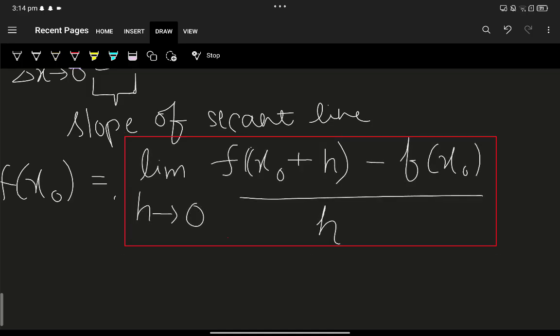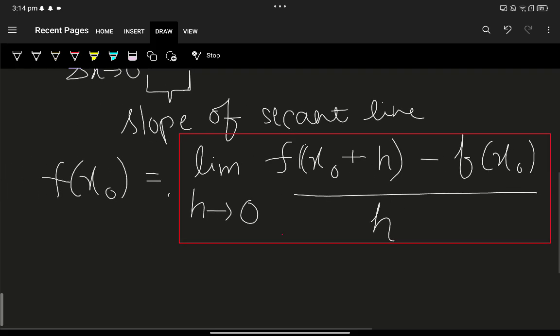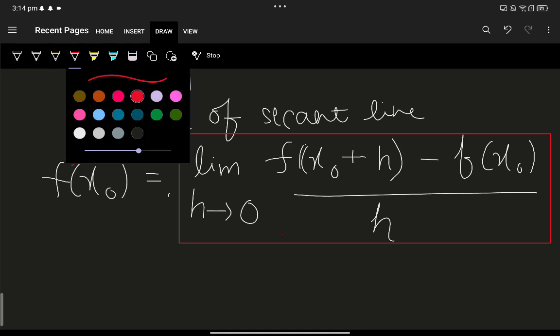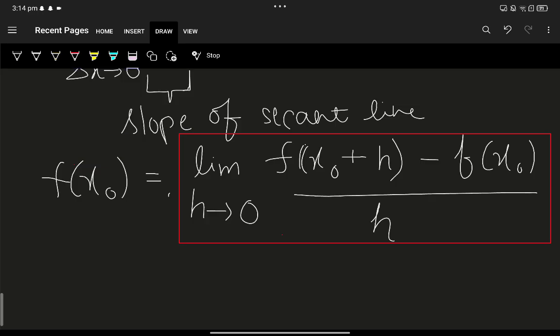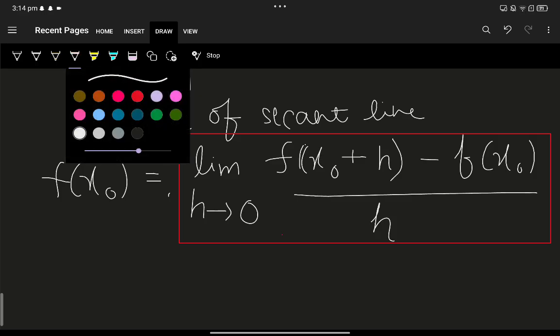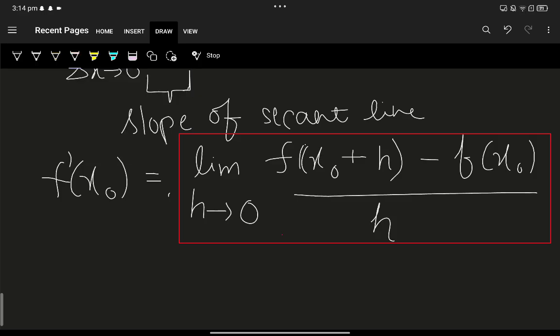Okay, so the limit is not f of x naught, actually it's f prime. Just make the correction, it's f prime, not f of x, my bad. f prime of x naught is equal to the limit of f of x naught plus h minus f of x naught, divided by h, as h approaches 0.